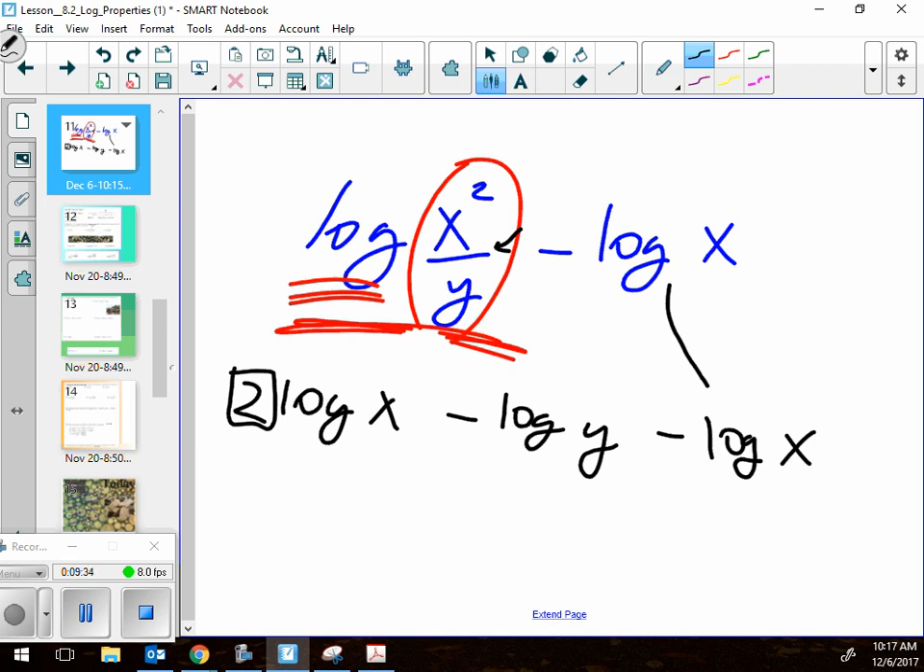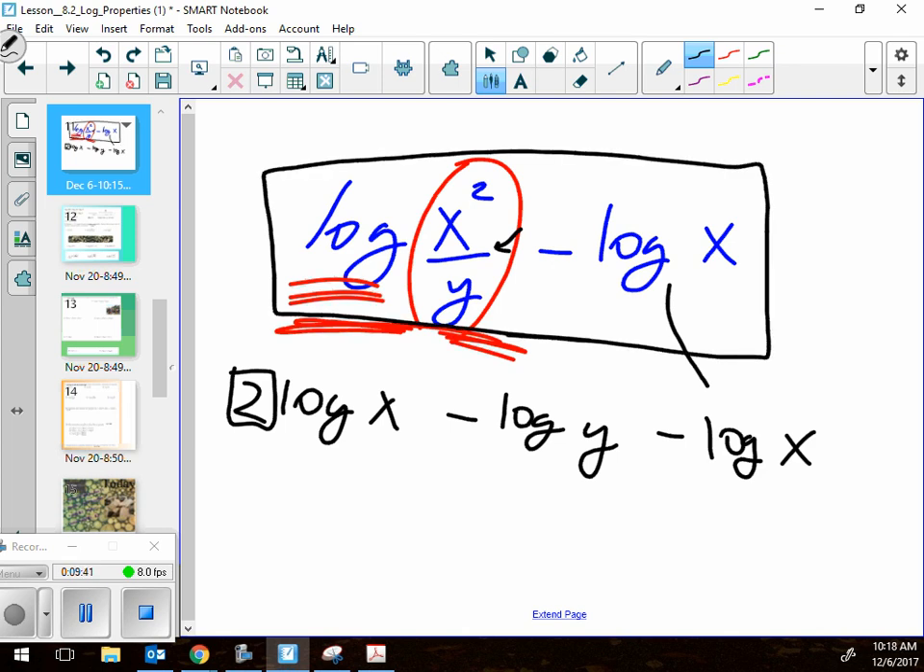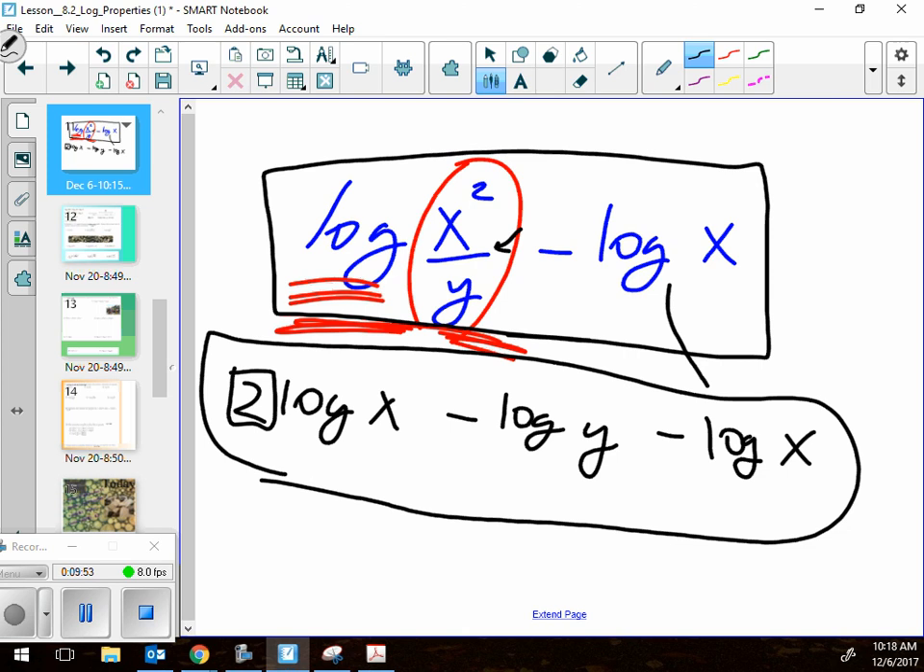And if I were to pack it all back up and try to put this all into 1 log, that's kind of like the reverse question. Do you get that that could have been put together into just 1 log? That's called condensing. Before I do that, are there any questions about why this is expanded all the way?